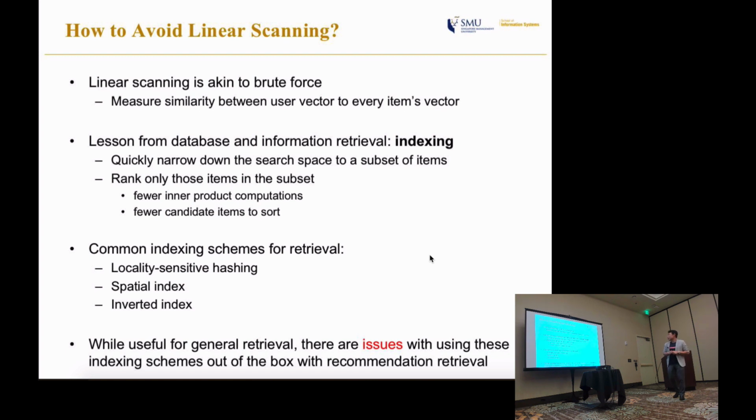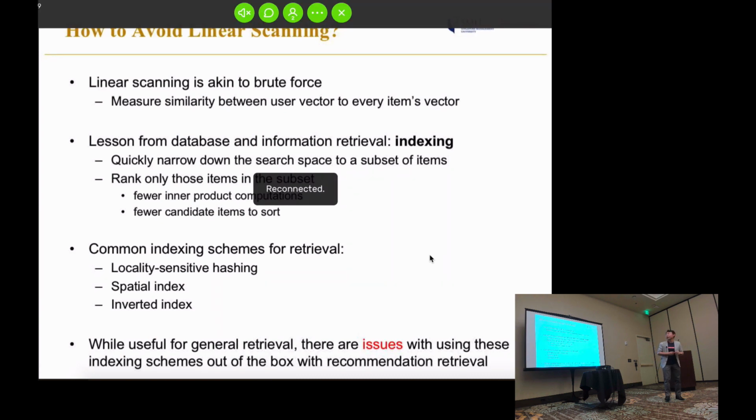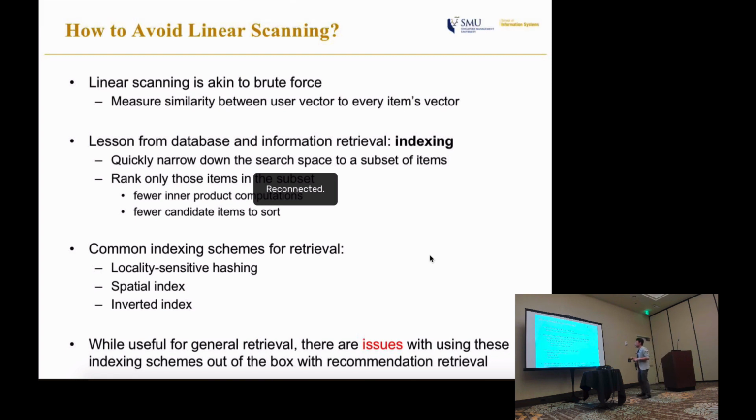In the case of recommendation, it turns out that there are some issues that are going to affect the quality of the recommendation when you use these indexing schemes. Okay, so now we are going to look at each one of them and see what is the problem. Now, let's start from the idea of locality sensitive hashing.